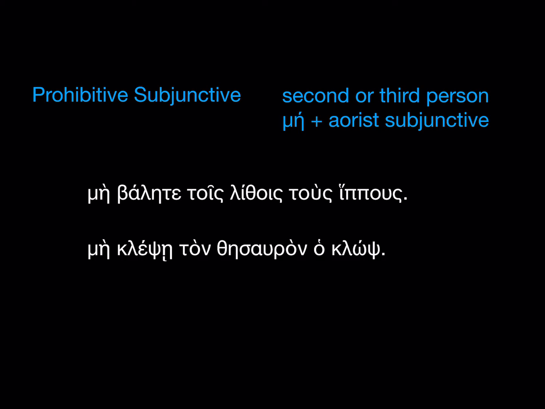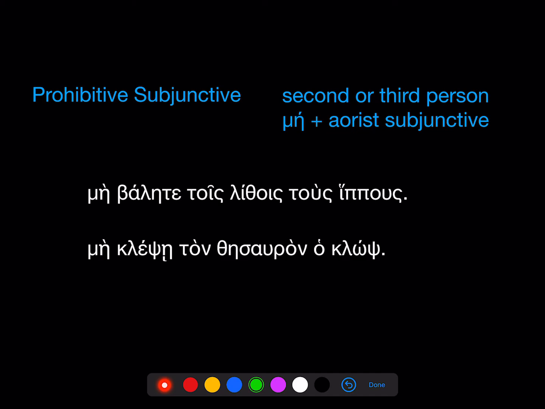Finally, the prohibitive subjunctive. Now, the prohibitive subjunctive is an aorist subjunctive with μή, always in the second or third person. So the hortatory and deliberative subjunctives appear in the first person and can use either the present or aorist subjunctive. The prohibitive subjunctive, second or third person, and always the aorist subjunctive. So let's look at one example here. μὴ βάλητε τοῖς λίθοις τοὺς ἵππους. Do not hit the horses with the stones.